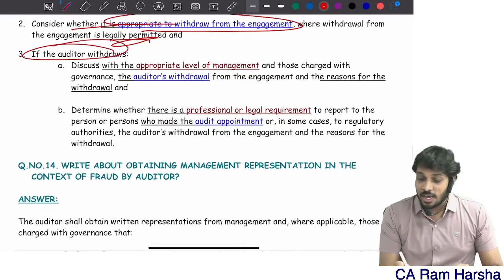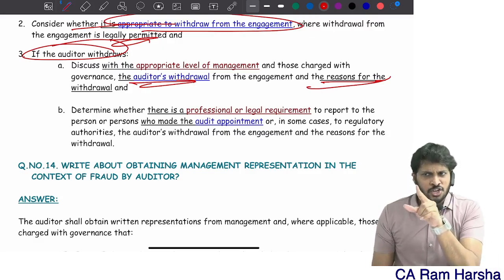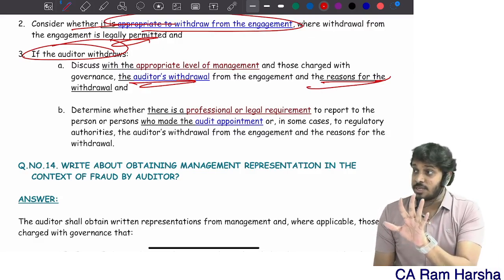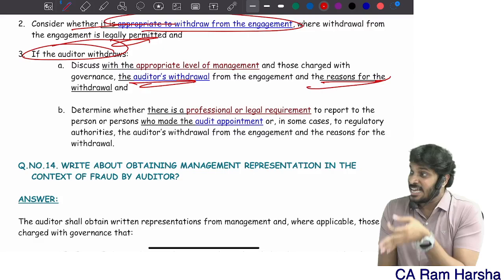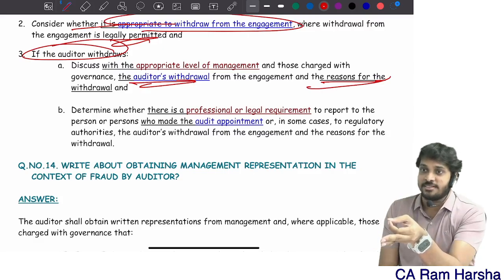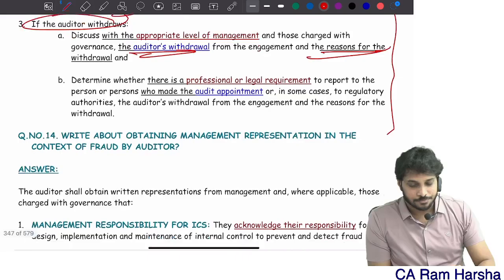If you withdraw, communicate the withdrawal along with reasons to the appointing people, not just to them. Sometimes you have to report it to legal and regulatory authority. For example, in a company, if the auditor resigns, he has to file a form with the ROC, ADT 3, along with reasons. That's it. Understood? All of you.